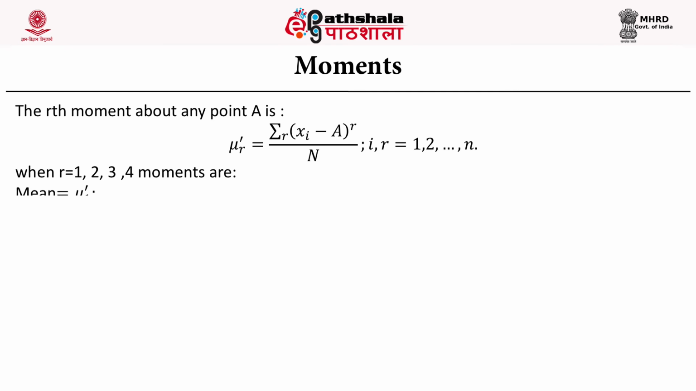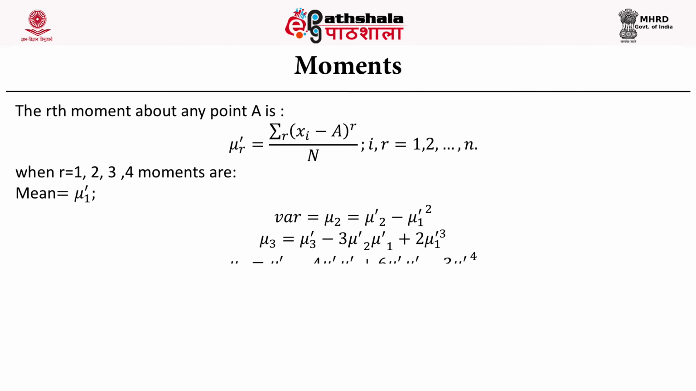When r is equal to 1, 2, 3 and 4, the moments are denoted as mu1 dash, which is equal to the mean, variance which is equal to mu2, and which is equal to mu2 dash minus mu1 dash squared, and mu3 is equal to mu3 dash minus 3 mu2 dash mu1 dash plus 2 mu1 dash cube. Similarly for mu4, which is equal to mu4 dash minus 4 times mu3 dash into mu1 dash plus 6 times mu2 dash mu1 dash squared minus 3 times mu1 dash to the power 4.